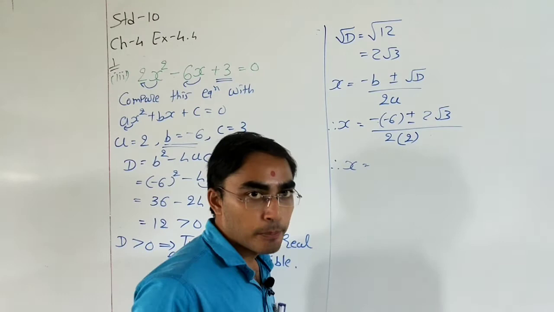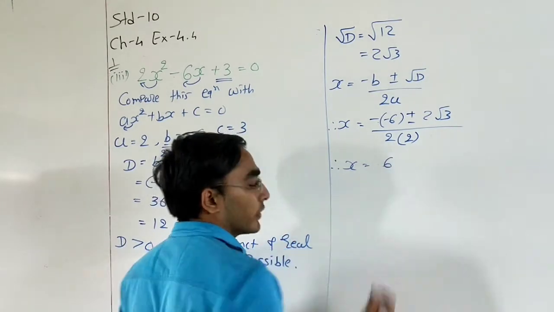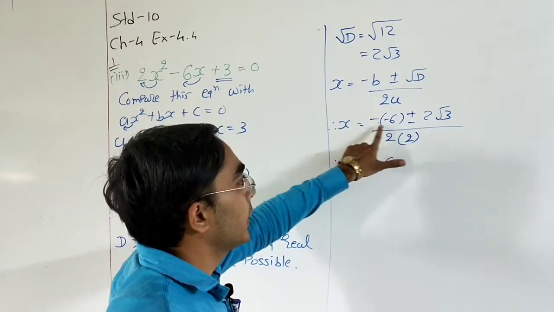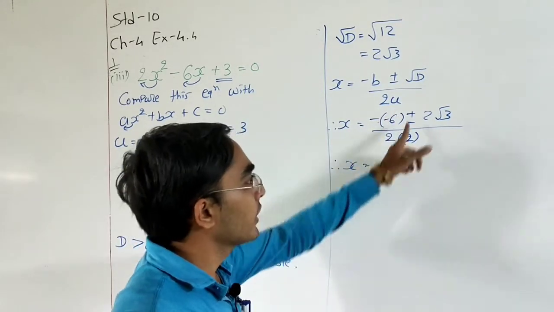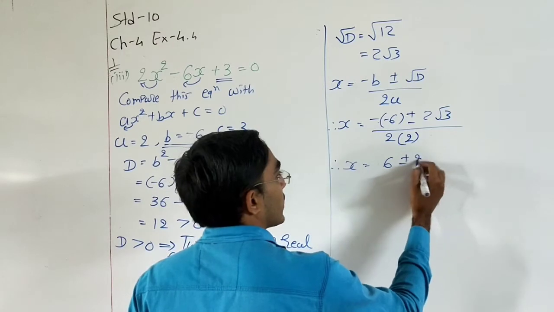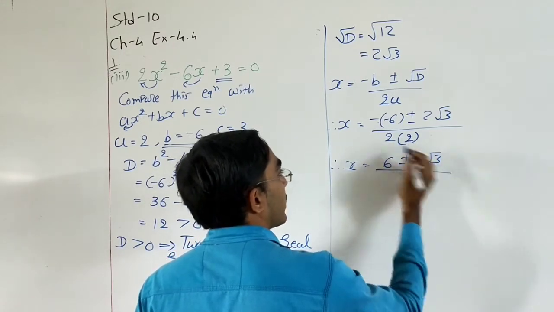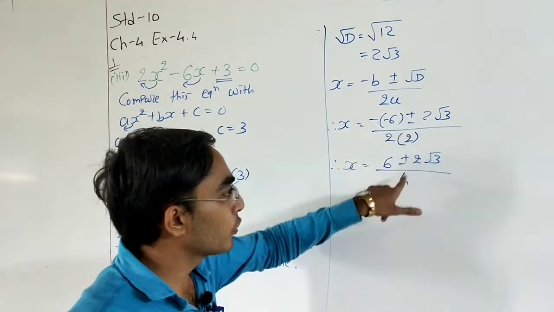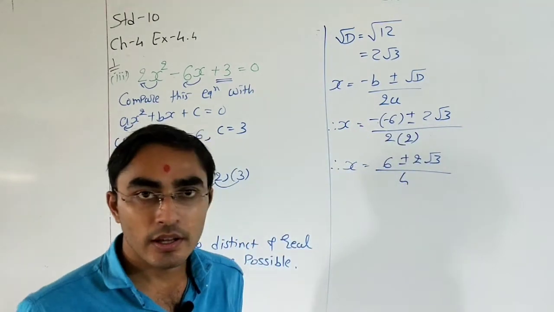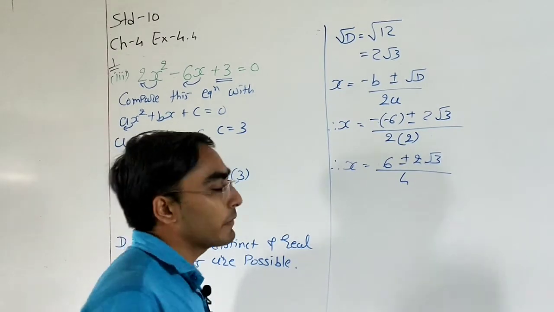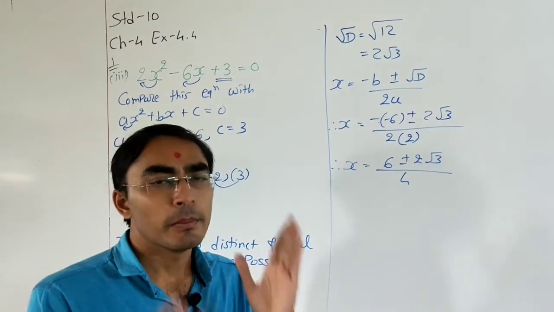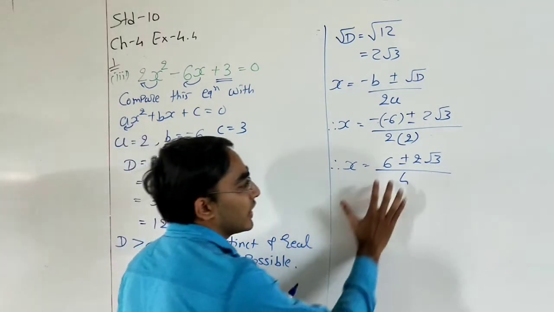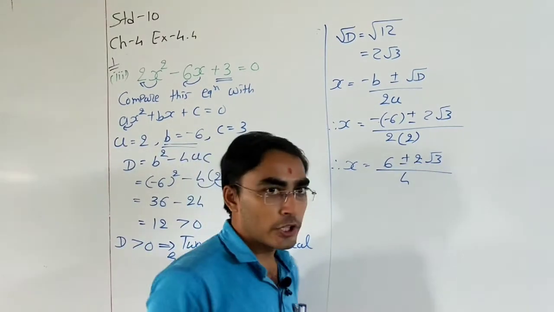Minus minus plus, so plus 6. Okay? Here multiplication is that. So minus minus plus 6 plus or minus 2 under root 3 divided by 2 times 2, that is 4. Now from here we can get the two answers. But if we observe, here we have 6 plus or minus 2 under root 3.